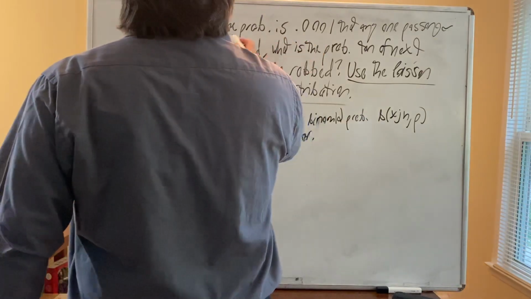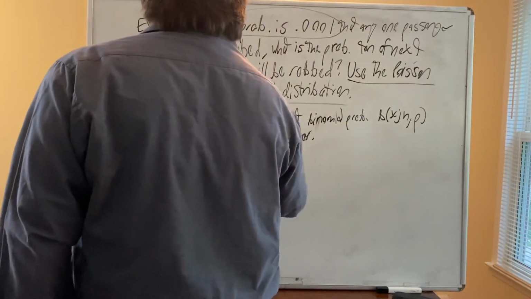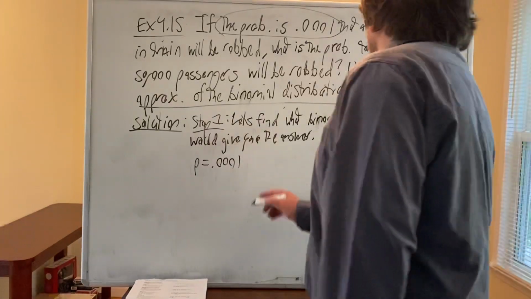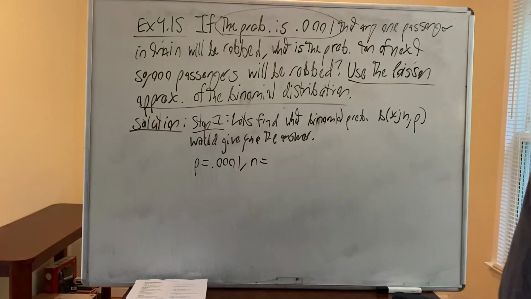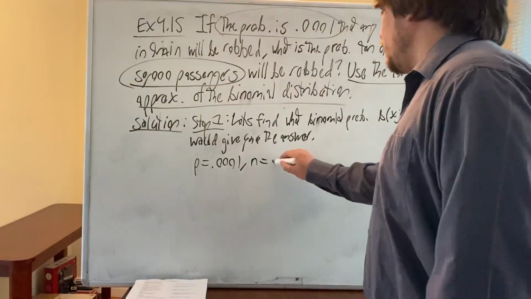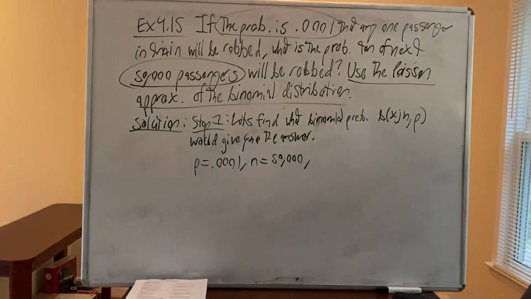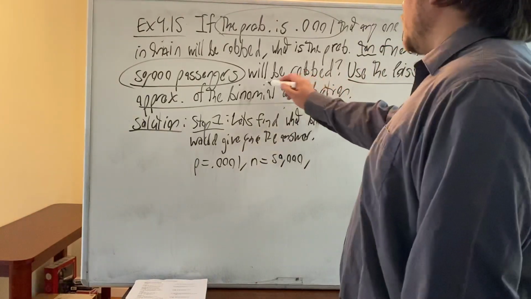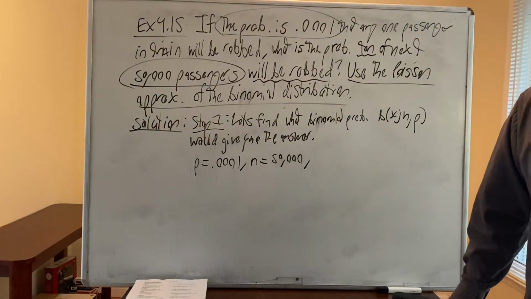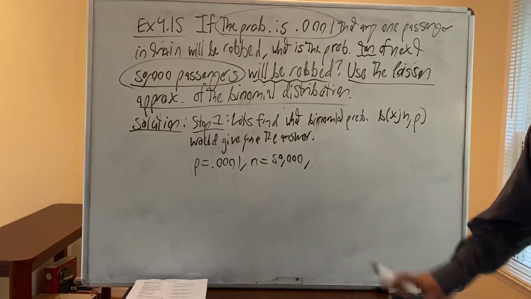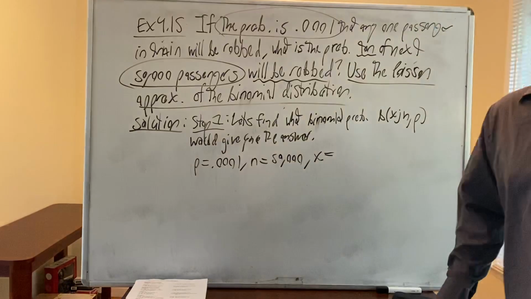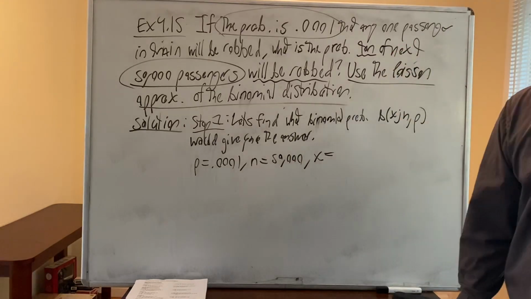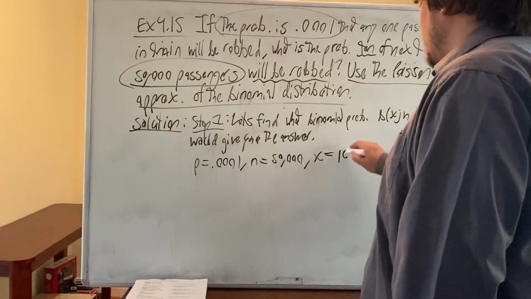What stands out is that the probability is 0.0001. That's the first thing it says, so the probability of success is going to be that. Little n is the number of passengers, so 50,000 passengers. Each trial is whether or not each passenger is robbed. X is the number of successes, so 10 will be robbed. A success here is being robbed. A success is not something good happening, it's just the desired outcome happening. So 10 people being robbed means 10 successes.